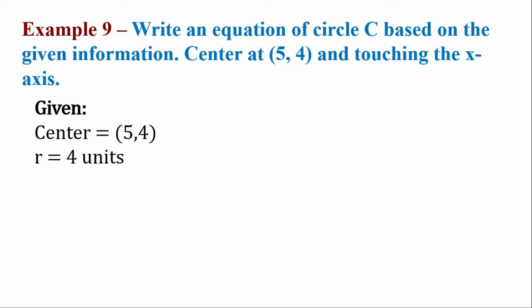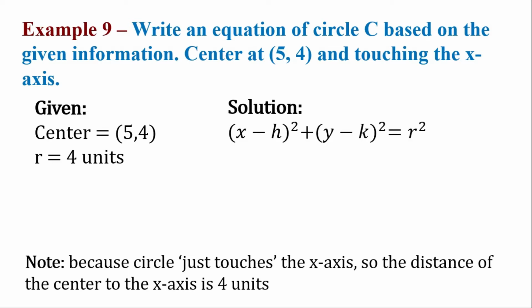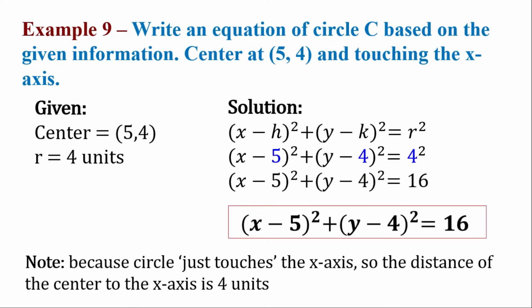the x-axis. If it's tangent to the x-axis, then the value of the y coordinate will be the radius. And if it is tangent to the y-axis, then the value of the radius is the x coordinate. So this will be noted below because the circle just touches the x-axis. So the distance from the center to the x-axis is 4 units. So that is the radius. After getting the radius and the center, all we need to do is substitute the values, and we now have the equation of the circle.